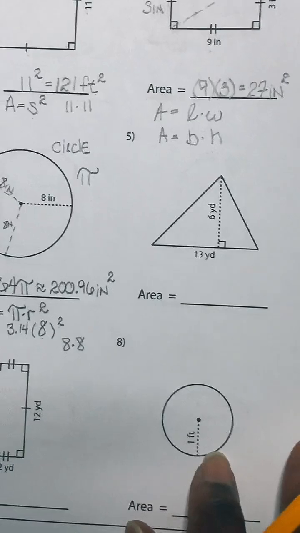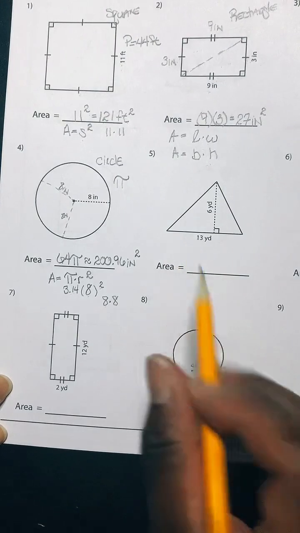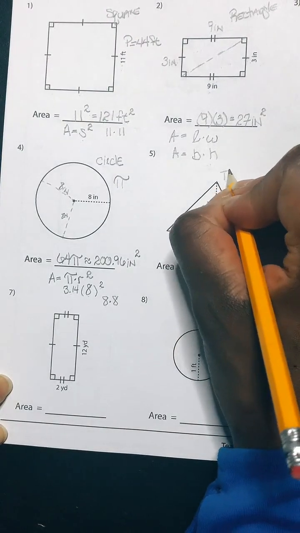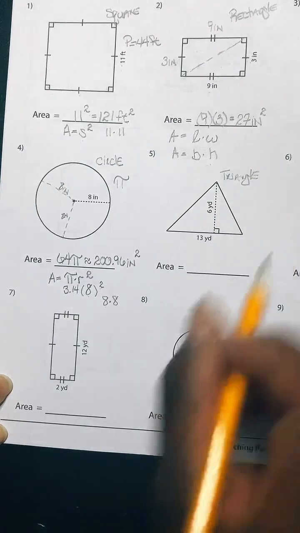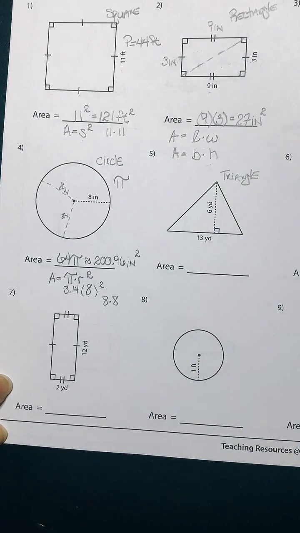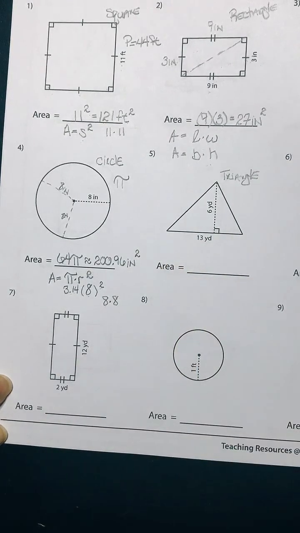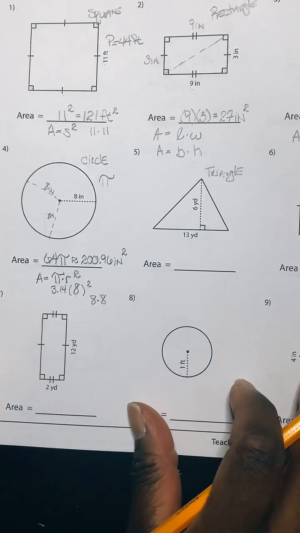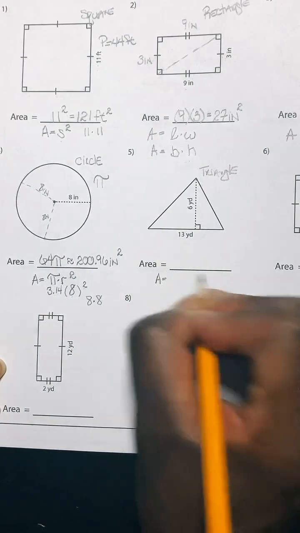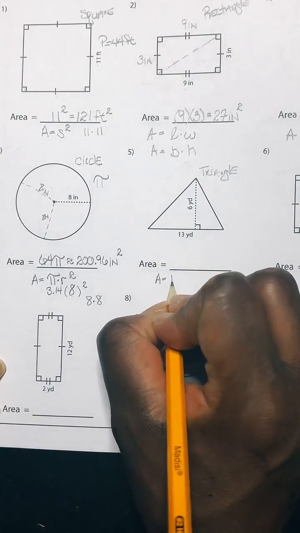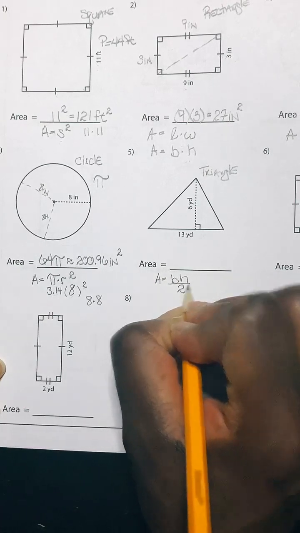All right, so let me zoom in a little bit. So now for the next one, again, we have another triangle. And you're like, whoa, didn't we just do a triangle? I'm like, yes. Okay. So this time we're just looking at a triangle in a different way. But the area means exactly the same. So this will be your base times your height divided by 2.